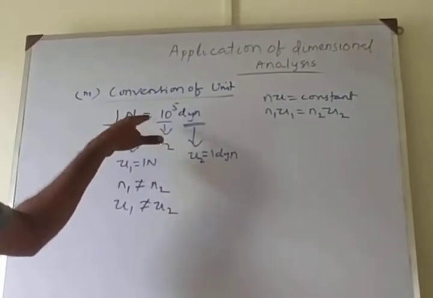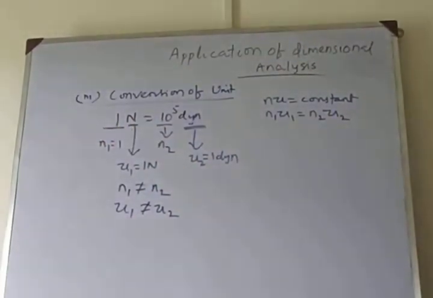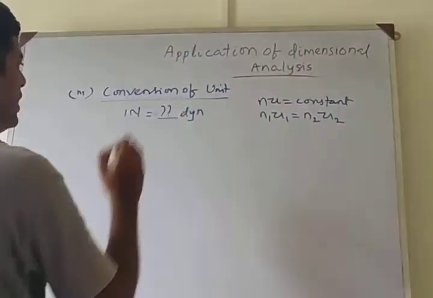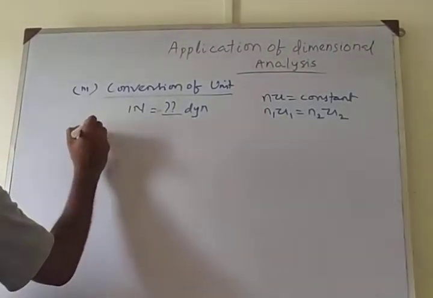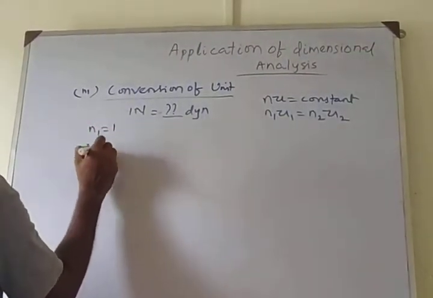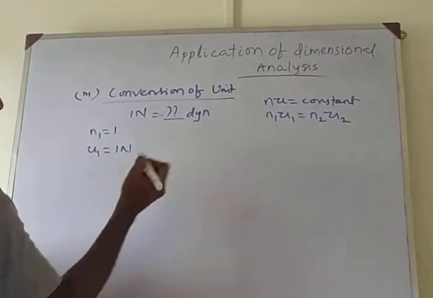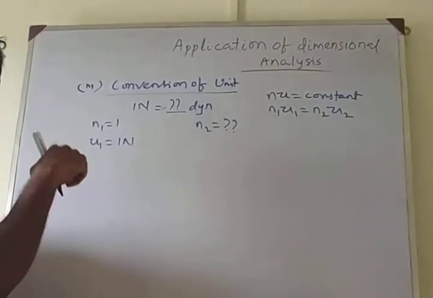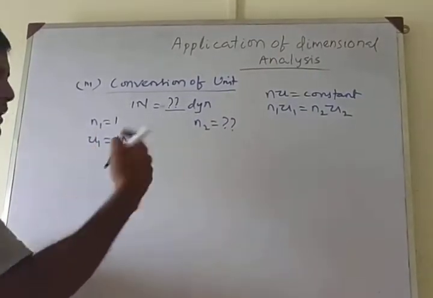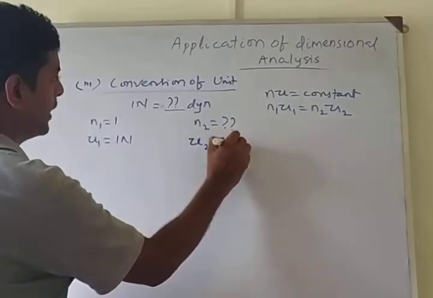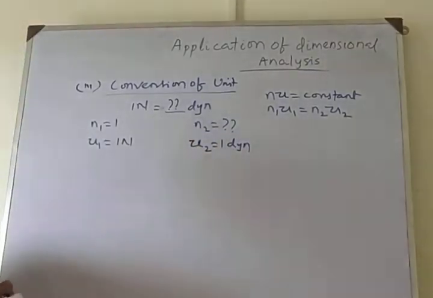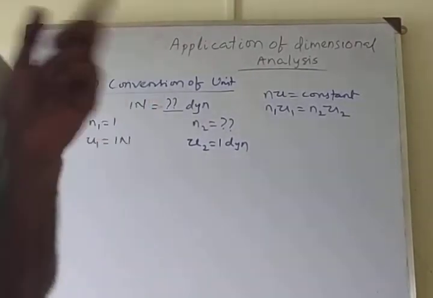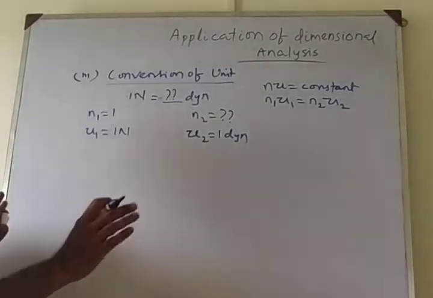Convert 1 Newton. So my question is convert 1 Newton equal to 10 to the power 5 dyne. So now I want to find out 1 Newton equal to how much dyne. So take N1 equal to 1 and U1 equal to Newton, 1 Newton. N2 equal to 10 to the power 5 I have written, and you know this in your school, but I want to find it out. And U2 equal to 1 dyne. So basically I am talking about Newton and dyne. That's why Newton and dyne are nothing but the MKS system unit and CGS system unit of force respectively. So basically I am talking about force.